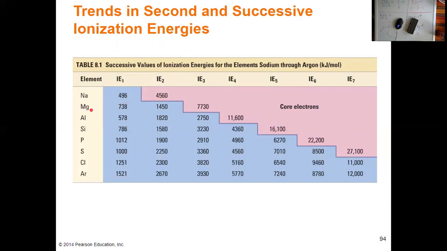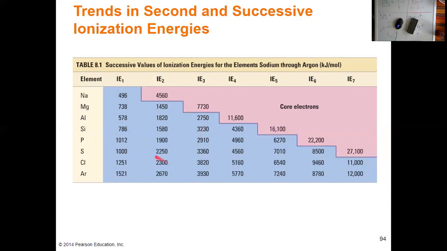Magnesium is in group 2. So my first ionization energy for magnesium is 738. My next electron is about twice that. That's fine. That's another 700. If I want to remove a third electron, 7,730 kilojoules. That's a huge jump. So that's how we know that magnesium has 2 valence electrons, and then we're into the core.